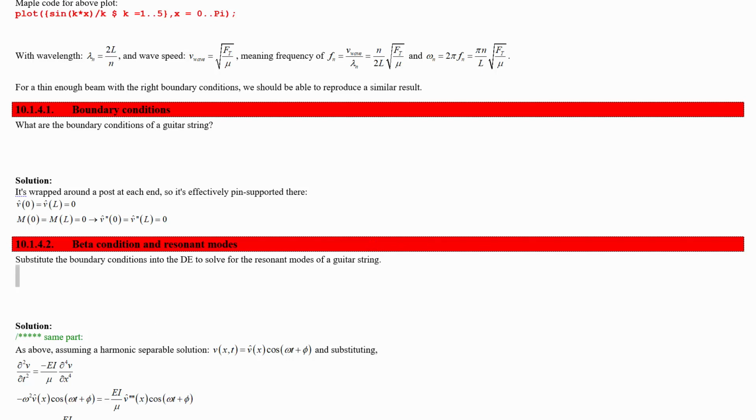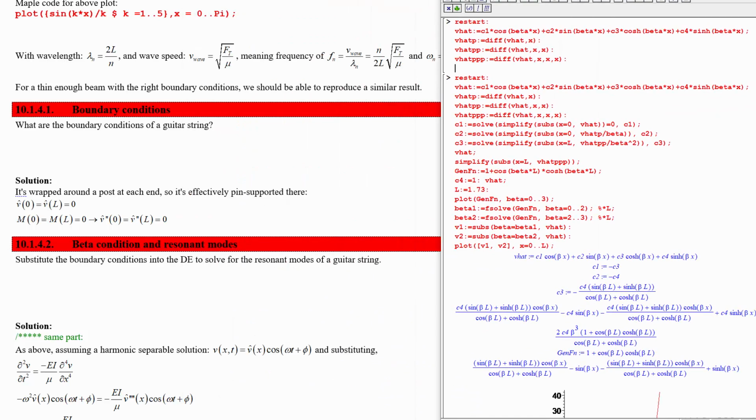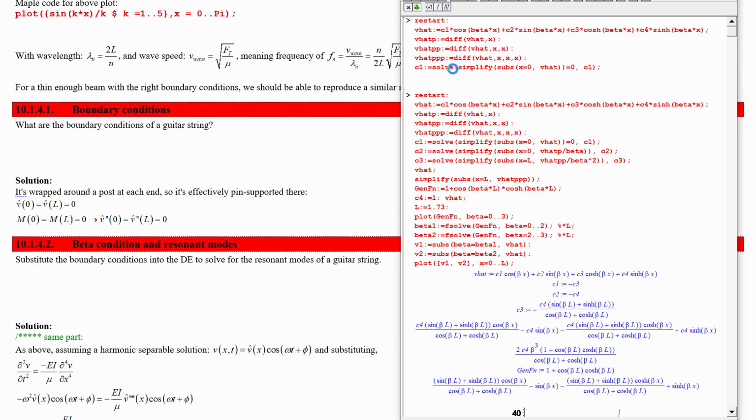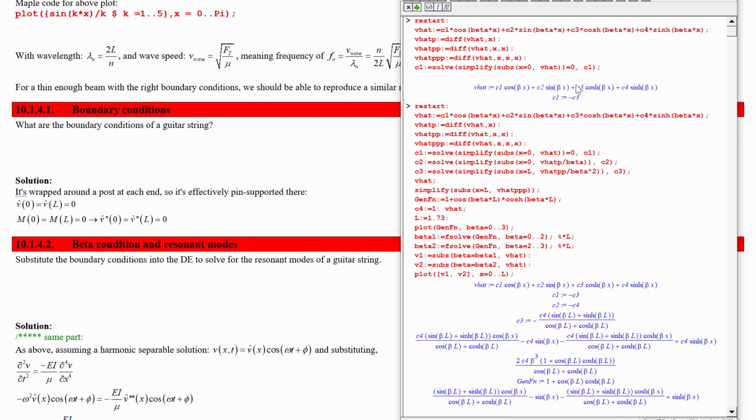Next, can we substitute the boundary conditions in and find the resonant modes for a guitar string, or at least for a beam that has pin supports on each end? Let's see. Well, we'll substitute in, we'll do the same process as we just did. So let's try subs x equals 0 into v hat. Actually, this first one is going to be exactly the same. So let's use that to solve for C1.